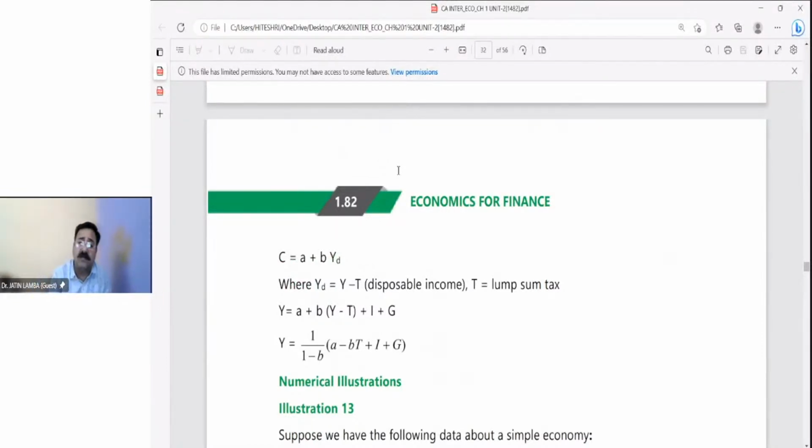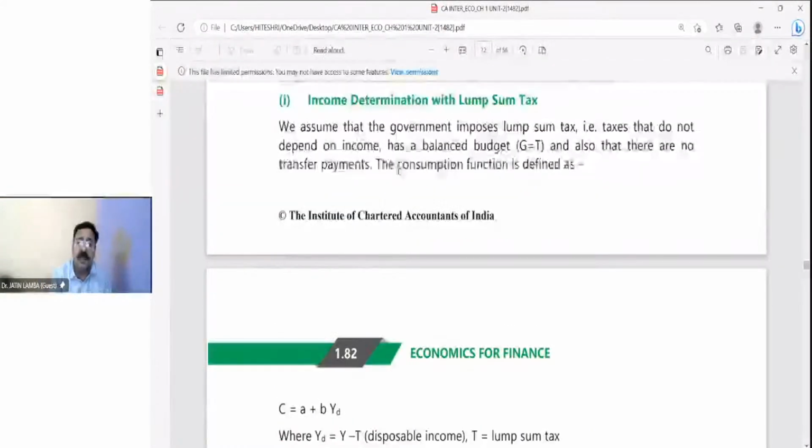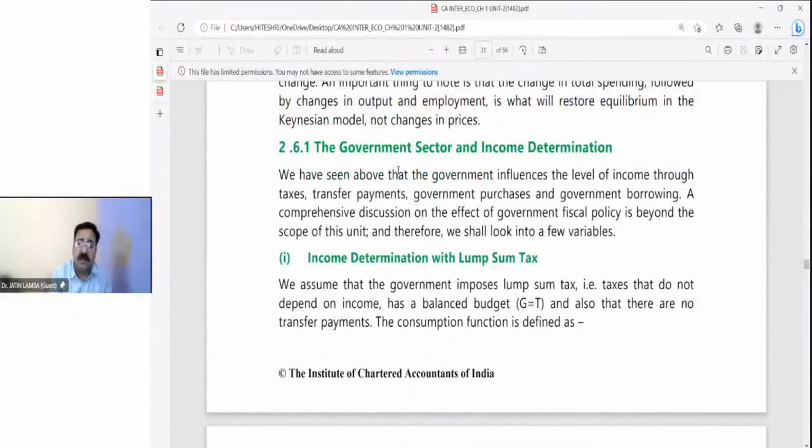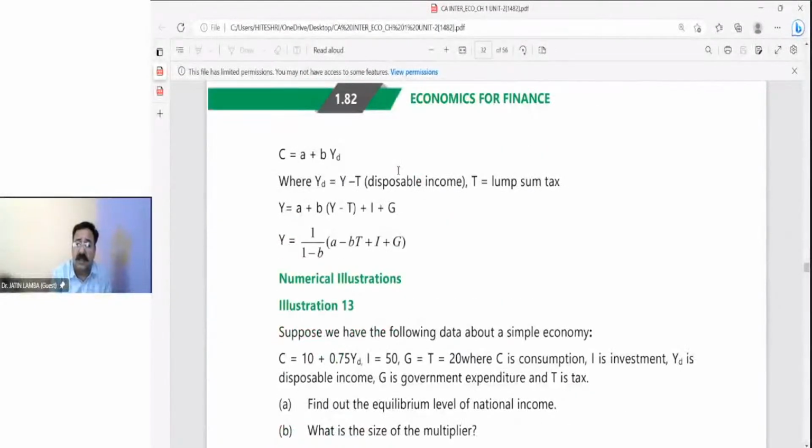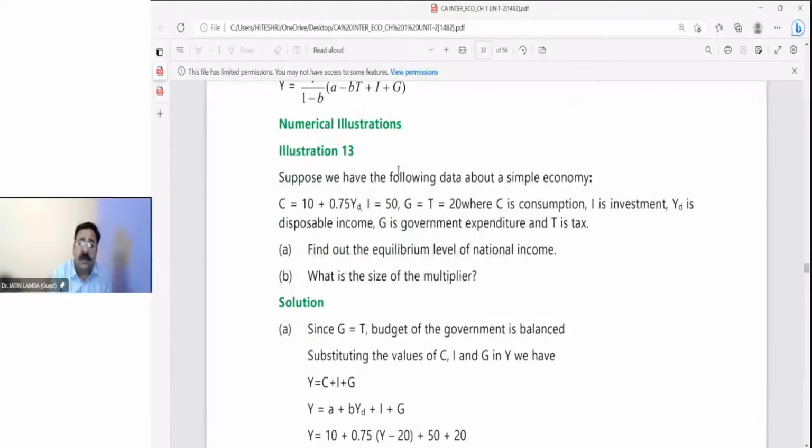Yes, four cases. We have discussed these four cases, beta. First one was determination of income with lump sum taxes, where we take the taxes as T, capital T, which stands for constant tax, right? We can cover these questions. पहले हम इनके numericals देख लेते हैं. Then we will continue for the four sector model. And for the two sector model, we have already discussed the questions.